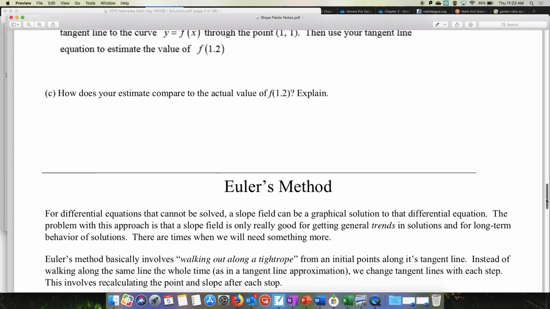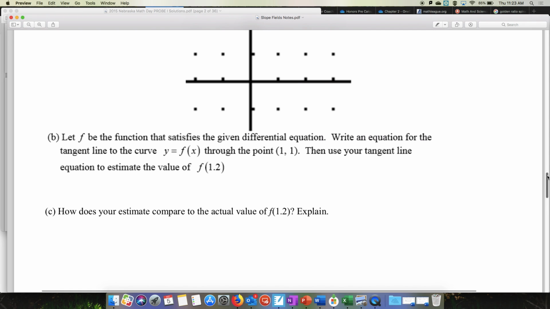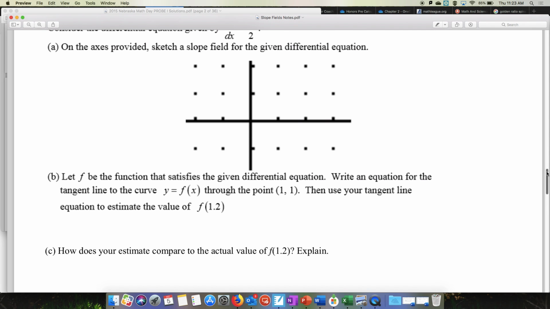Euler's method. Okay, now let's talk about this. We had a tangent line. And the further we walk out on the tangent line, the farther away you are from the truth, or really just the real y value. If we have a tangent line, the further we get away from that point, the less accurate we are for the y value of the true curve.